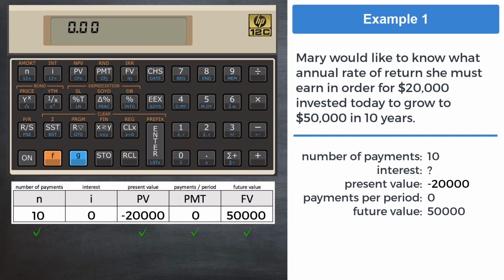Now we're ready to calculate the interest. That is easily done with a single press of the key i for interest. The standard model HP12c will take a few seconds and display the word running while it calculates the answer. 9.60 refers to 9.6% interest, and that is the final answer.